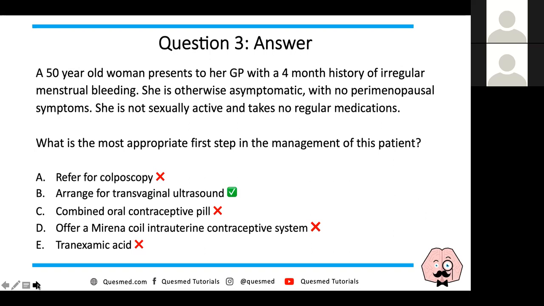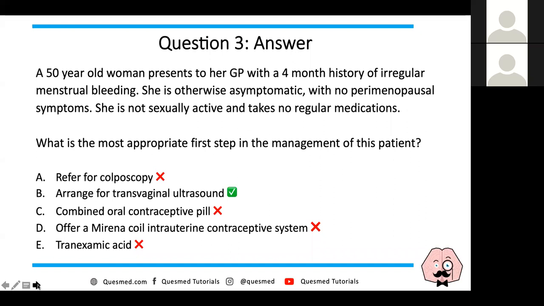Checking in with the other answers there, A, refer for colposcopy. So remember, colposcopy is where you would use a speculum and a camera to view the cervix. This would be indicated if the patient had an abnormal smear test, and that's to look for cervical cancer as a cause for her irregular bleeding. Again, we want to take a thorough history, check if this patient has attended for her smear tests and if there's any other risk factors for cervical cancer. And obviously in this situation, we might also perform a speculum examination to physically look at her cervix. And if her cervix looked grossly abnormal, of course, we would refer for colposcopy, but that's not mentioned in this scenario.